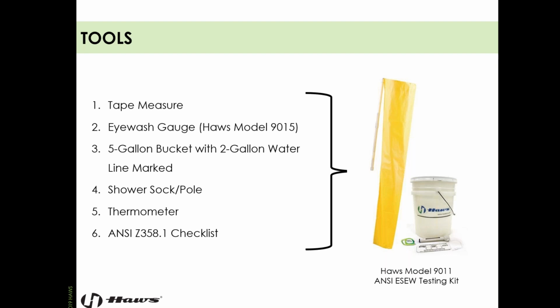So for an example, that's the 9011 on the right there. That's an example of each of the tools that you're going to need to test a piece of equipment, a combination specifically. You're not going to need a shower sock for an eyewash only.